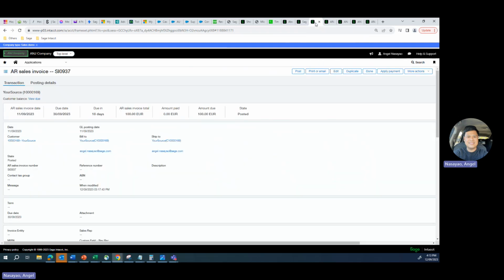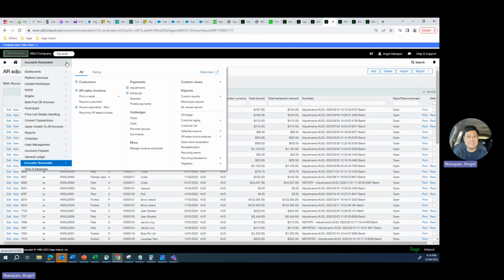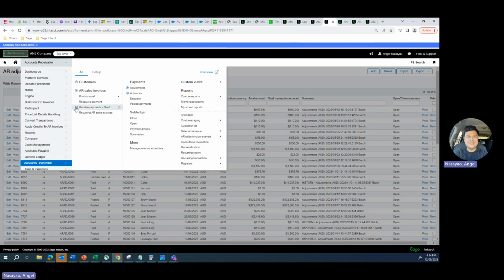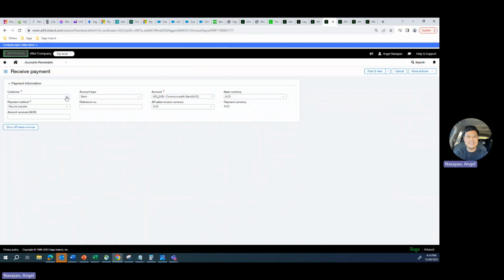But just for the purpose of making sure that the status will already be paid, so you can process, you can receive a payment. So that's for your source again.